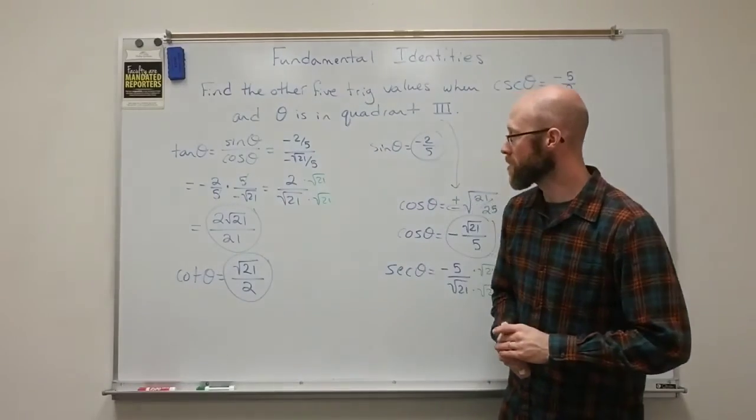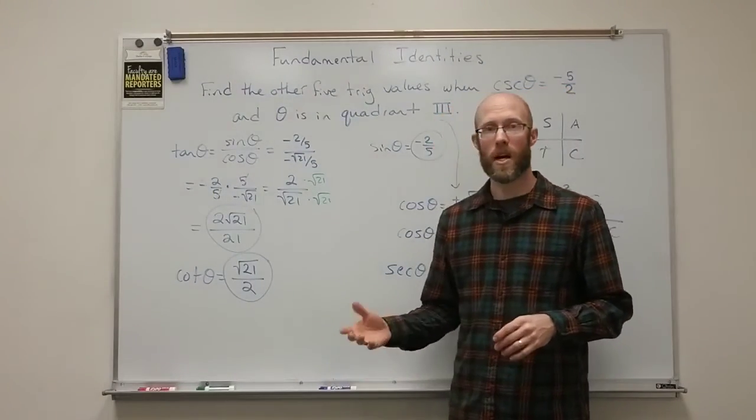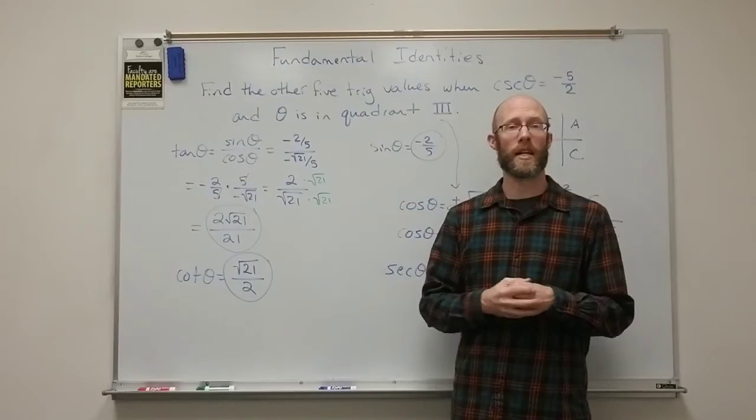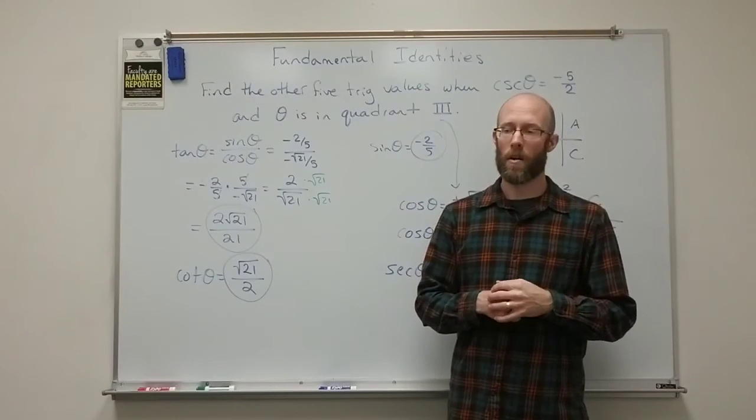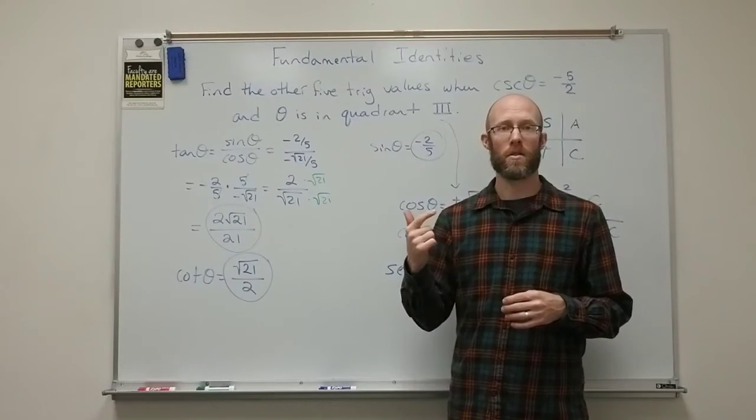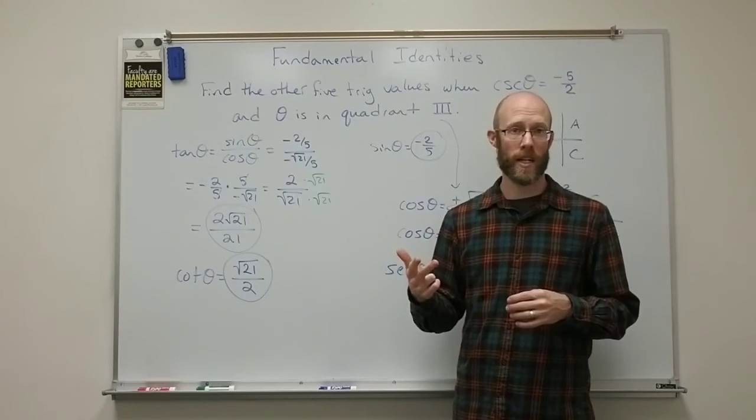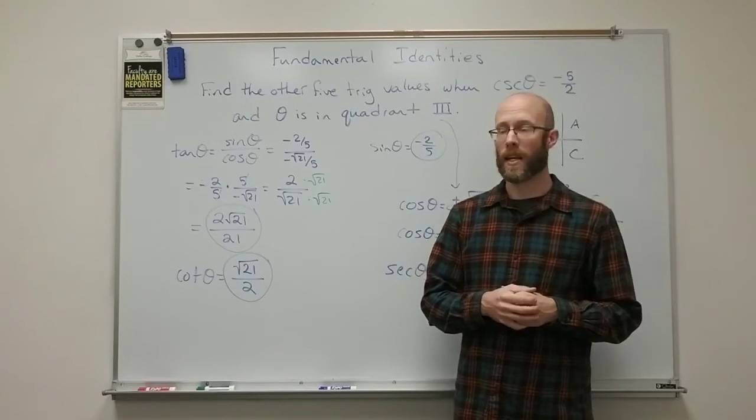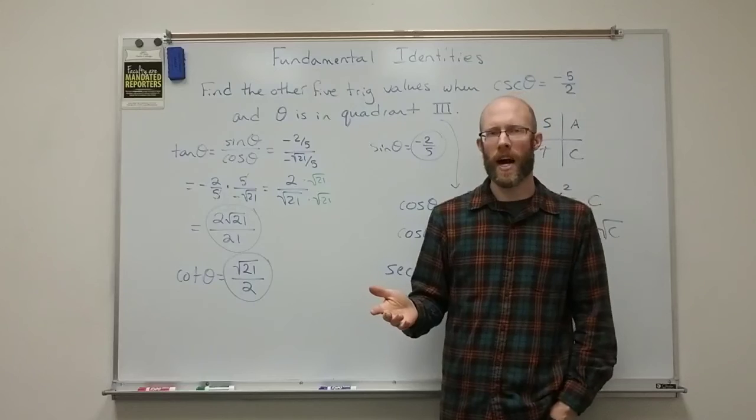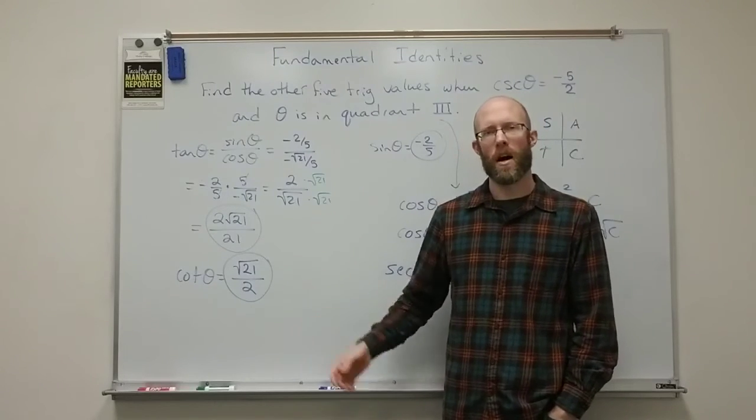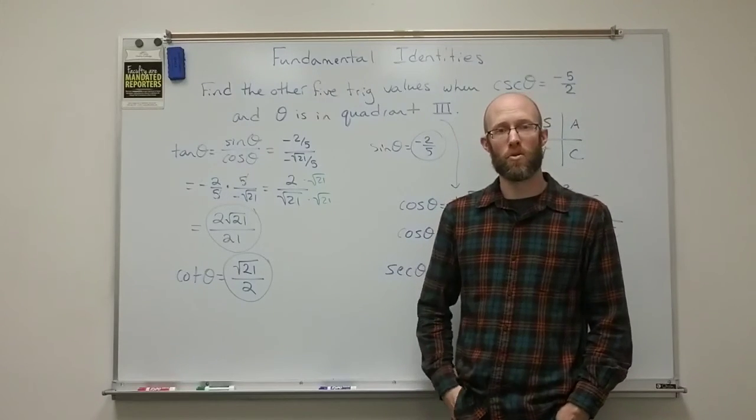So that utilizes several of our fundamental identities. It utilizes our Pythagorean identity. We used some reciprocal identities and quotient identities here. So it gets us a lot of them. We didn't use the even odd identities here, but that's okay. We don't need them, we won't use them if we don't need them.